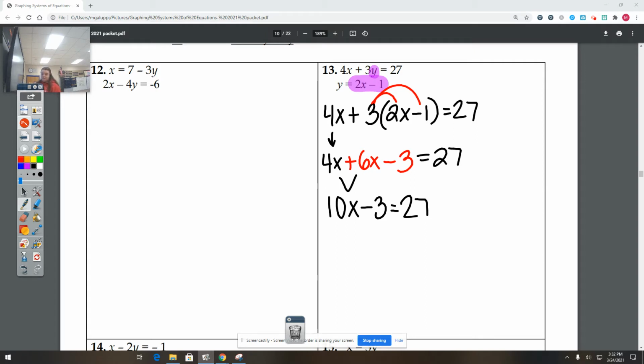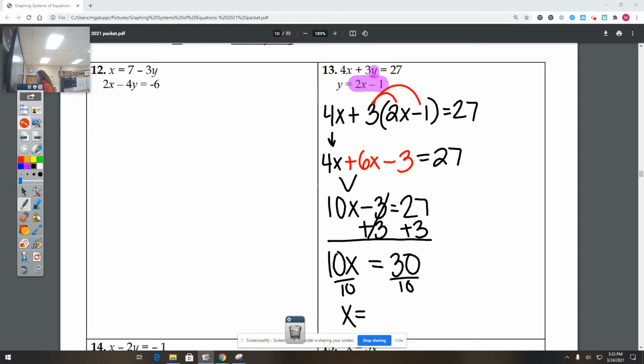So I need to get x alone. Always start with the addition or subtraction first. To get rid of a minus 3, I'm going to add 3 to both sides. I get 10x. Negative 3 plus 3 is 0, so that's gone. And then 27 plus 3 is 30. Now I can go ahead and divide by 10 on both sides. And I get x equals 30 divided by 10, which is 3.